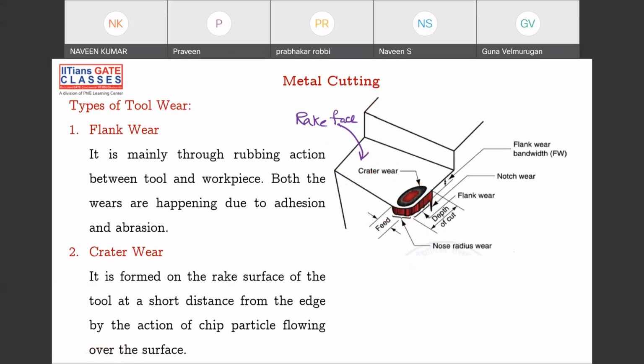Let me read this. It is mainly due to rubbing action between tool and workpiece. I told you clearly, flank wear is between tool and workpiece. Both the wears are happening due to adhesion and abrasion.